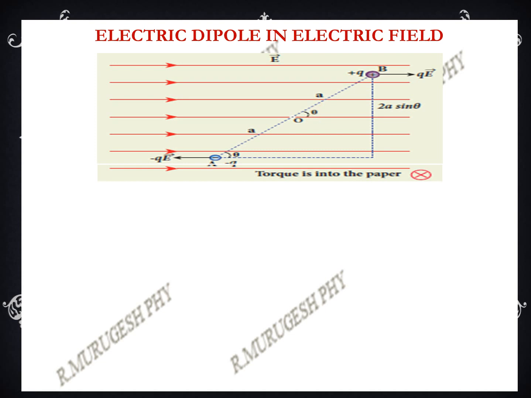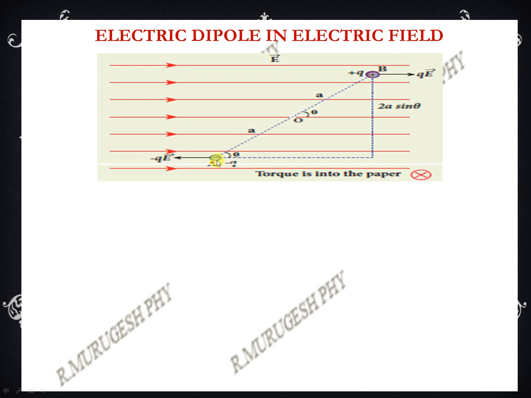You know, friends, when a charge is placed in the electric field, it experiences force. And that force formula is F equals Q into E. If the charge is a positive charge, you remember, the force will be in the direction of electric field. If it is a negative charge, then the force will be opposite to the direction of electric field.